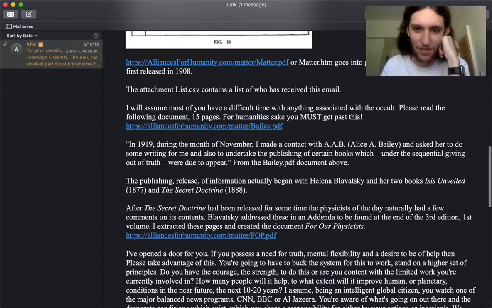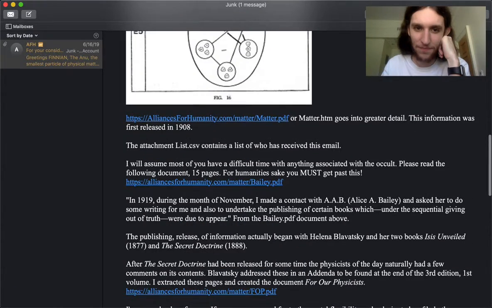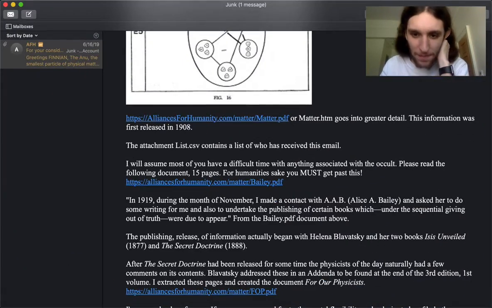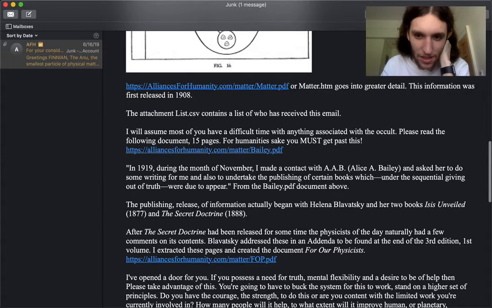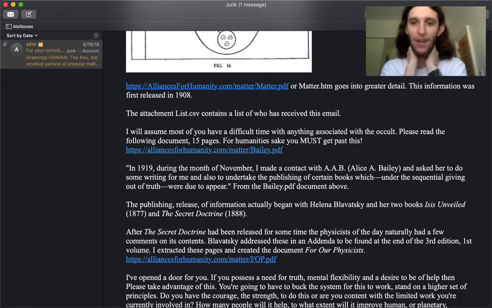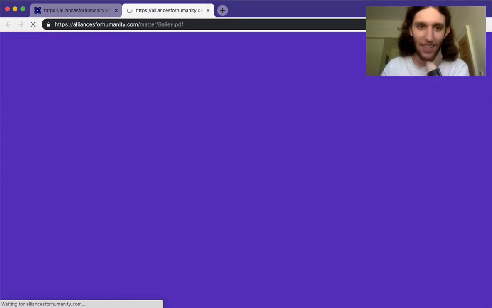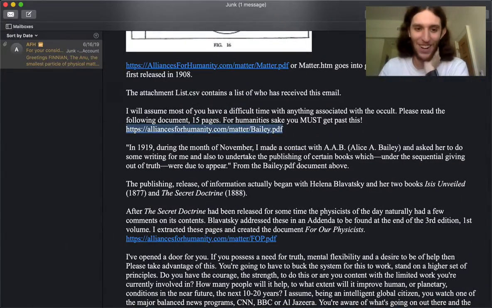And then I got a list of who has received the email. I'll open this up in the background. Oh, I could have clicked on open behind mail. Whatever. I assume most of you have a difficult time with anything associated with the occult. Okay? Please read the following document, 15 pages. For humanity's sake, you must get past this. Get past this. Not like get through this or read this. Yeah, I'll open this too in the background. That did not open behind mail, that opened in front of mail.